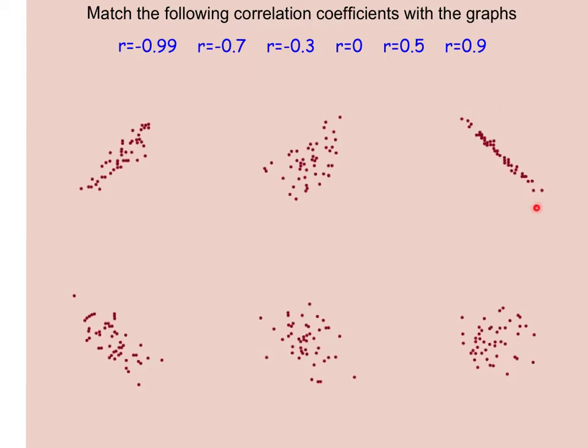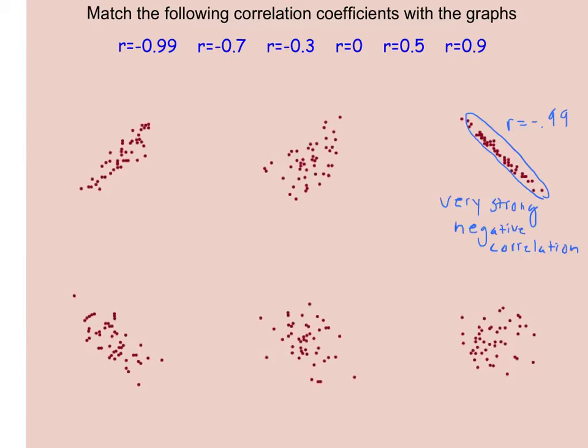This one over here is very extreme. So it's trending down, it's got to be negative, and I've got to pick the most negative one possible, so that's going to be that one. It's a very tight oval, and then I've got to write a sentence that always has a strength and a direction. So this is a very strong negative correlation.